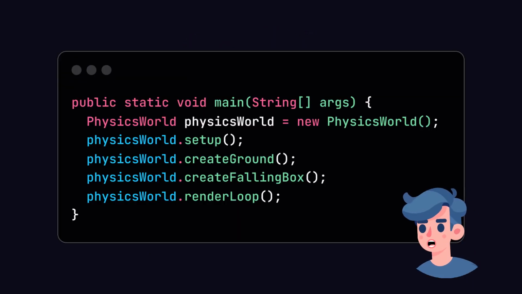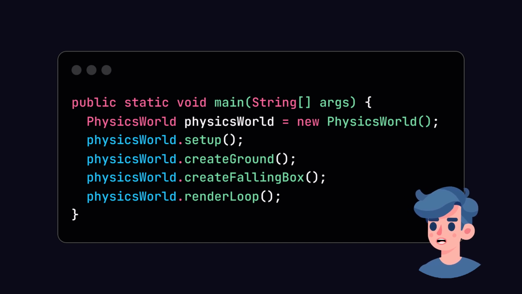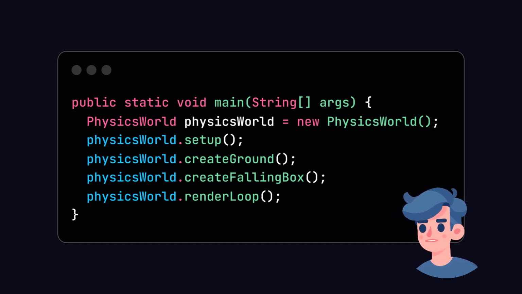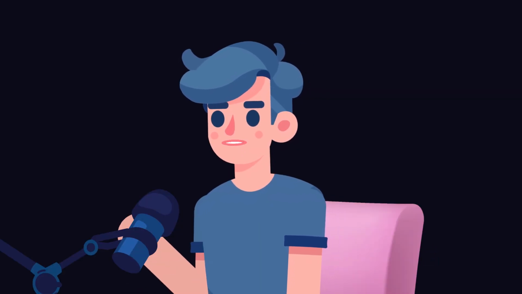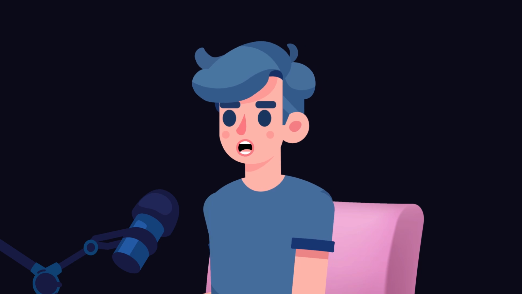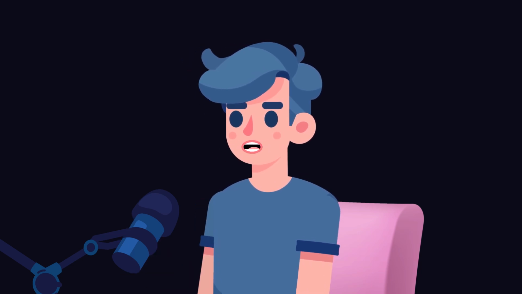Now that we have all the core components, let's craft an example scene. A ground plane with a box falling onto it. We'll execute this in the main method. In our main method, we create an instance of our physics world, set it up, create the ground and the box, and start the rendering loop. When you run this program, you should see the physics simulation in action.